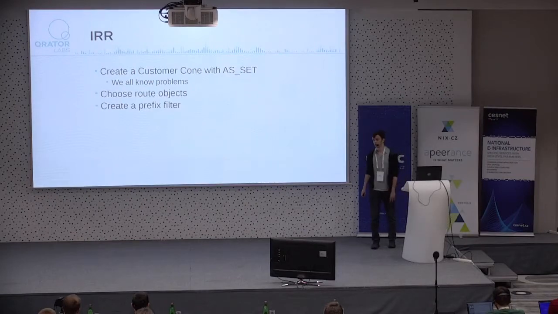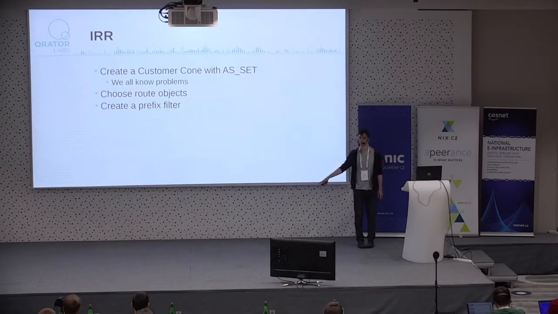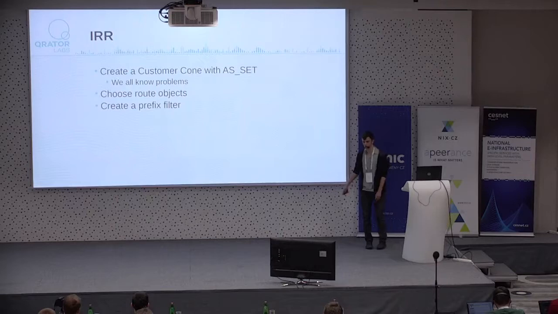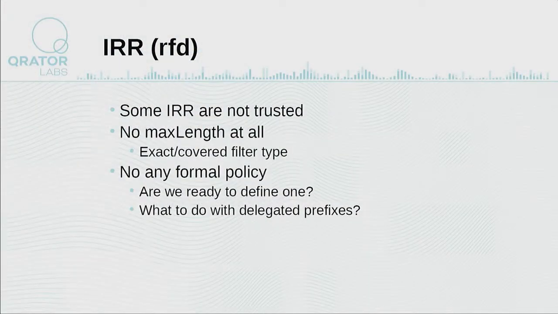What are the problems? First of all, you cannot find a problem that appears in your customer cone when one operator from your customer cone attacks another operator in your customer cone. And also, there are problems with sets, there are problems with route objects. What problems with route objects? First of all, they don't have any max length at all. And you must choose what prefix filter you need to use.